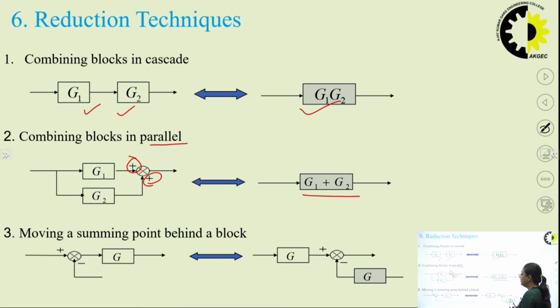Okay. The third one is moving a summing point behind a block. So if we need to move this summing point behind this block over here, in this figure, then we need to add an extra block with the gain which is the same as that of the block which was applied previously. ठीक है, ये गेन के सेम ये गेन हम ऐड ट्रांसफर फंक्शन सेम ऐड करेंगे and we can shift it toward the behind of the block.